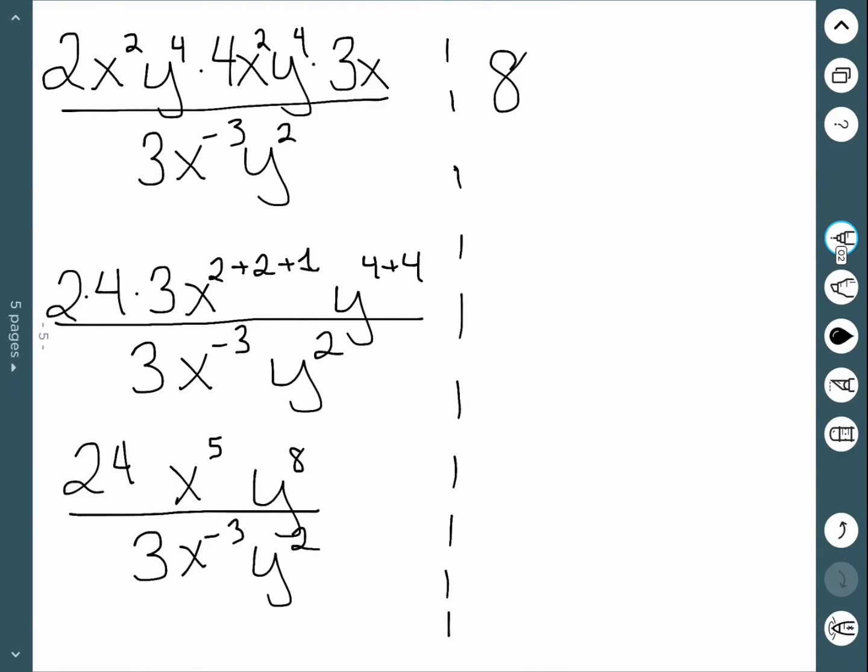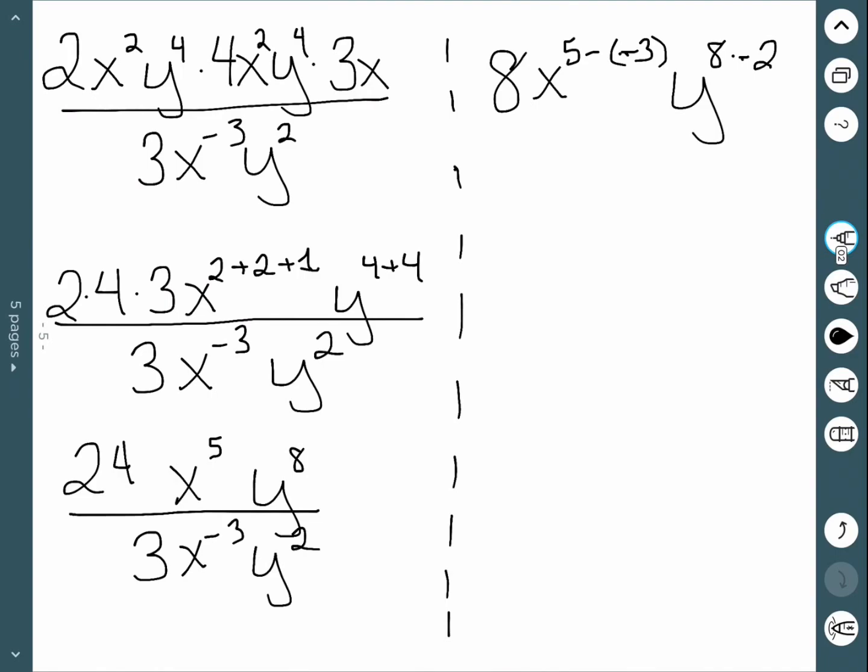We also know that division means we subtract our exponents. We're going to have a 5 minus negative 3 and then an 8 minus 2. It's really important to watch your signs here. A lot of people want to do 5 minus 3, but it's actually 5 minus negative 3, which is going to be the same thing as 5 plus 3.